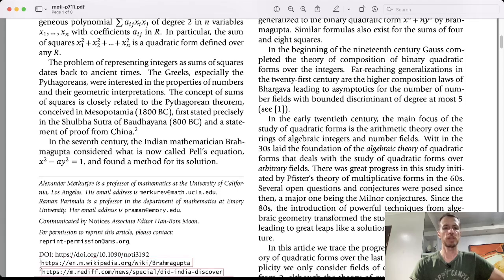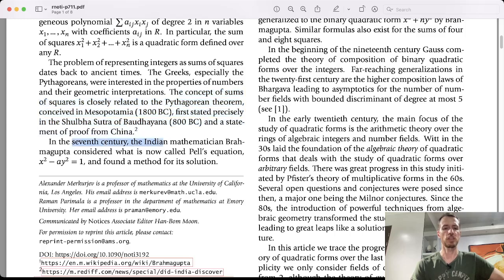The problem of representing integers as sums of squares dates back to ancient times. The Greeks, especially the Pythagoreans, were interested in the properties of numbers and their geometric interpretations. The concept of sums of squares is closely related to the Pythagorean theorem conceived in Mesopotamia 1800 BC, first stated precisely in the Shulba Sutra of Bodhayana 800 BC, and a statement of proof from China.